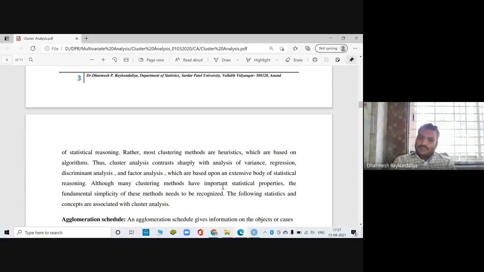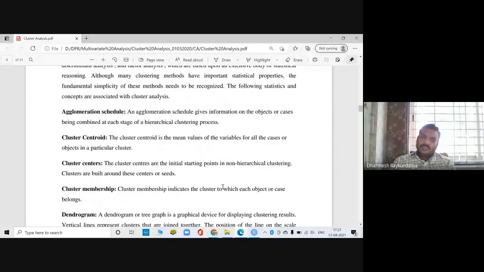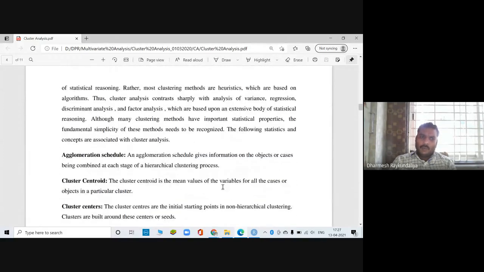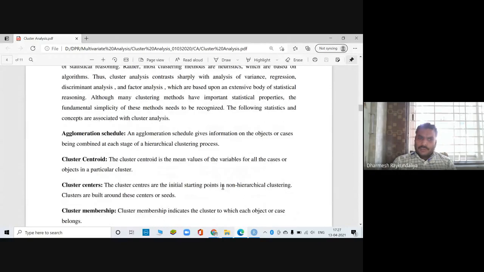So, the following statistics we can use while performing the clustering analysis. One is the agglomeration schedule. The second one is the cluster centroid, cluster center, cluster membership, dendrogram. So, we will see them one by one. The agglomeration schedule gives information on the objects or cases being combined at each stage of the hierarchical clustering process.